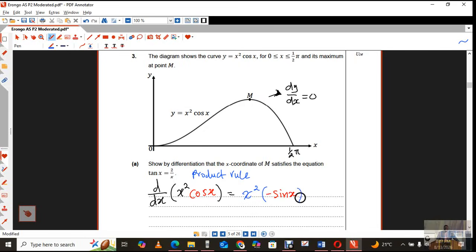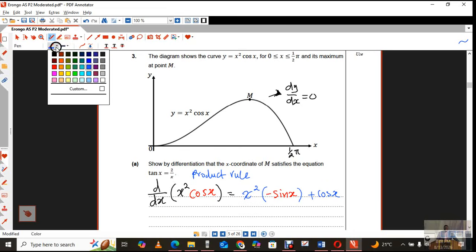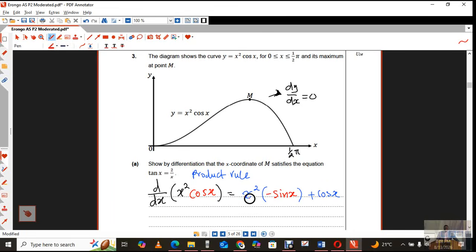And then we are going to be adding, so we are going to keep the second one, being cosine of x. So we're going to keep cos x, and then we are going to be differentiating the x squared term. And when you differentiate the x squared term, it's just going to be 2x. I'm just going to write 2x here.